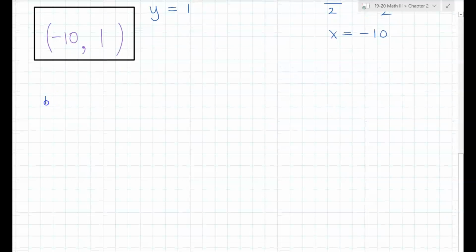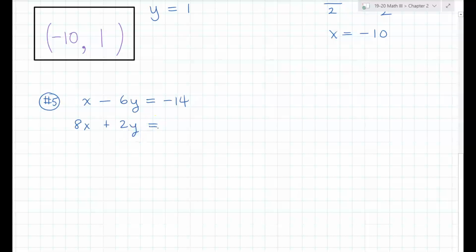Again, this is being recorded for you guys, so if for some reason you didn't write something down, or you heard me say something and you want to take notes on that, just listen to it later. Example 5, x minus 6y equals negative 14, and 8x plus 2y is equal to negative 12.